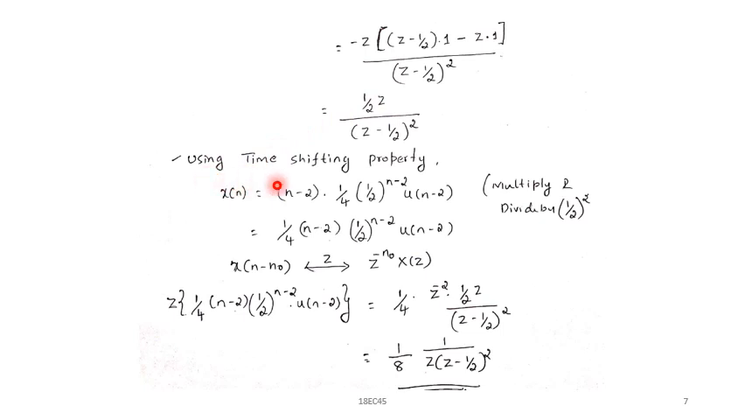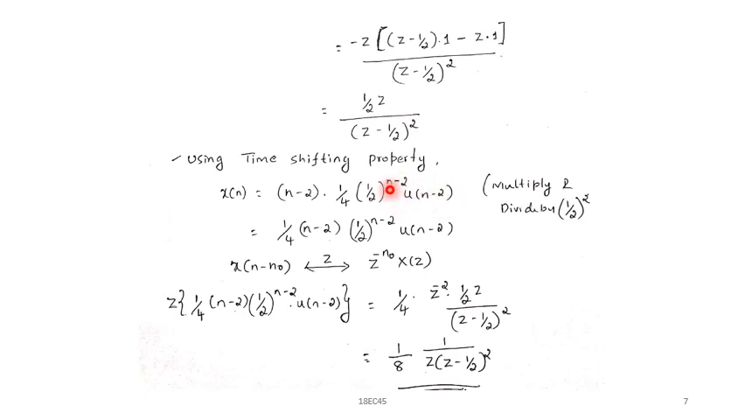Now you have to apply the time shifting property. You can observe that the given x of n is n minus 2 into 1 by 2 to the power n into u of n minus 2. The important thing to apply the time shifting property is that wherever n is there, that n should be replaced by n minus 2. So here n minus 2 is there, but in the given equation 1 by 2 to the power n is there. So I need to make that 1 by 2 to the power n minus 2. This is not a problem. This is in terms of u of n minus 2, so this is delayed by 2 units.